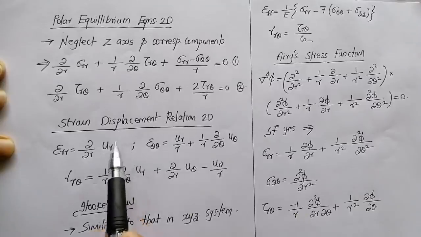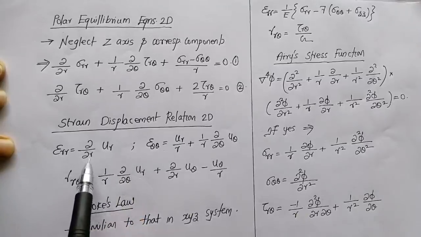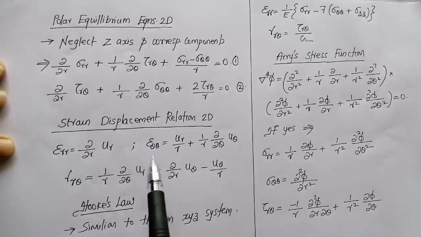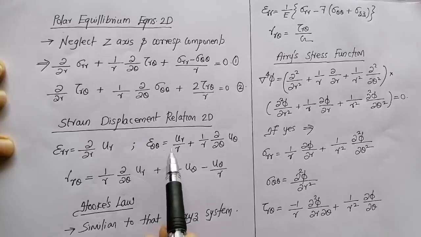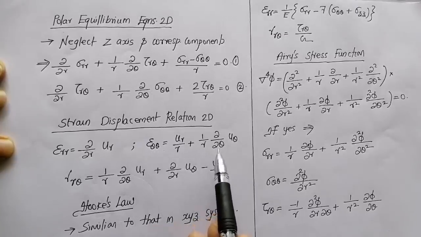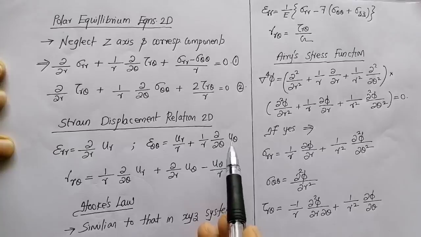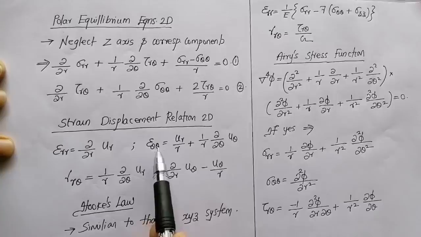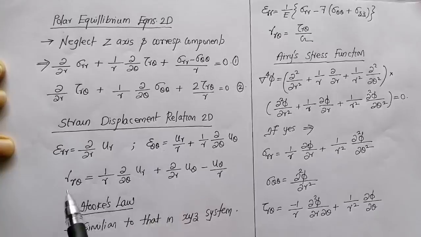So, strain displacement relation: ε_rr is equal to ∂u_r/∂r. What is u_r? It is the displacement in the radial direction. Now, what is ε_θθ? u_r/r + (1/r) ∂u_θ/∂θ, where u_θ is the displacement in the theta direction. This is the normal strain in the theta direction. Now, what is γ_rθ? (1/r) ∂u_r/∂θ + ∂u_θ/∂r − u_θ/r.